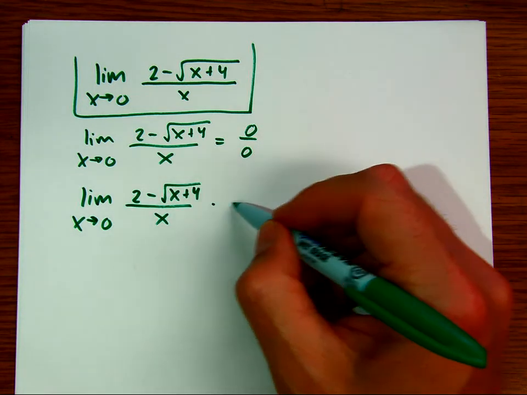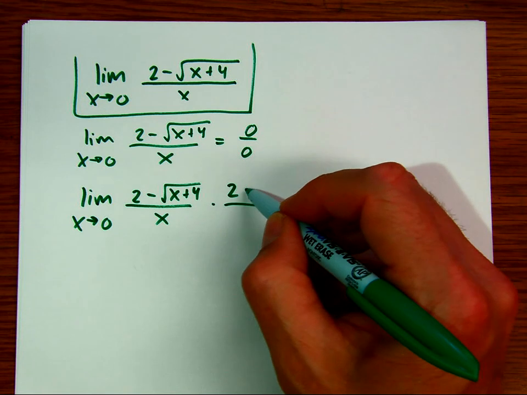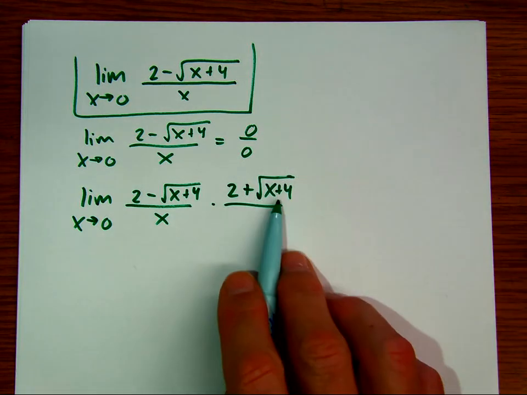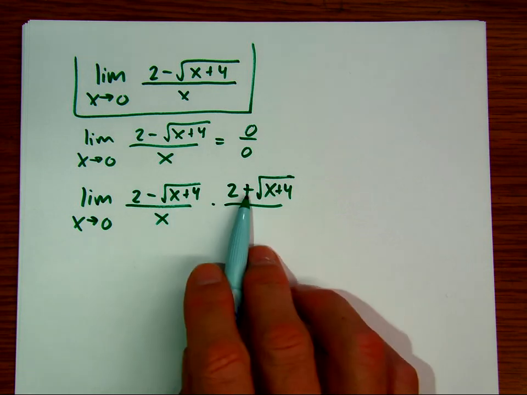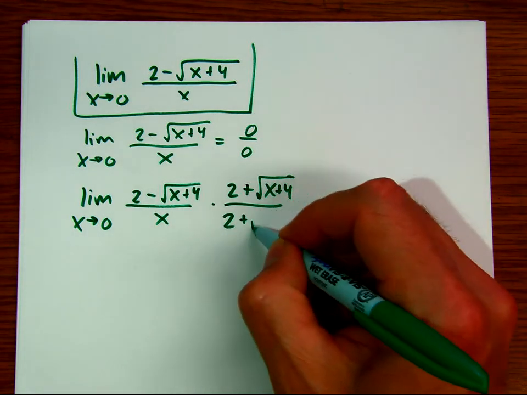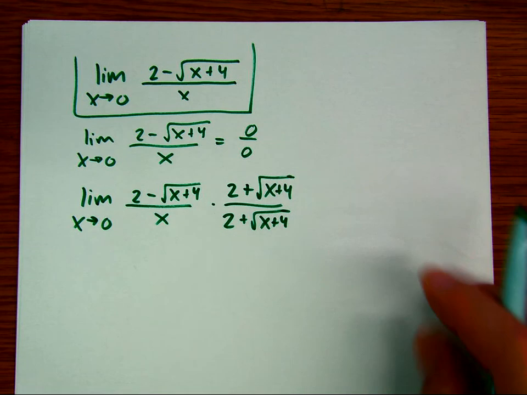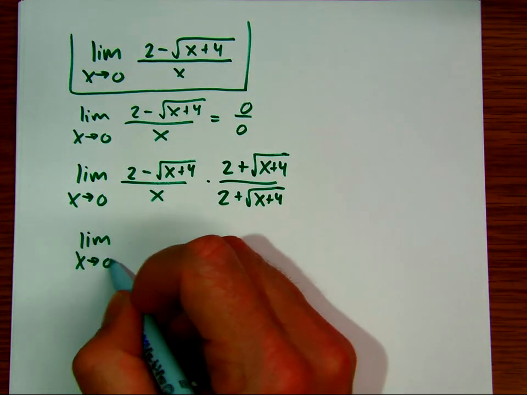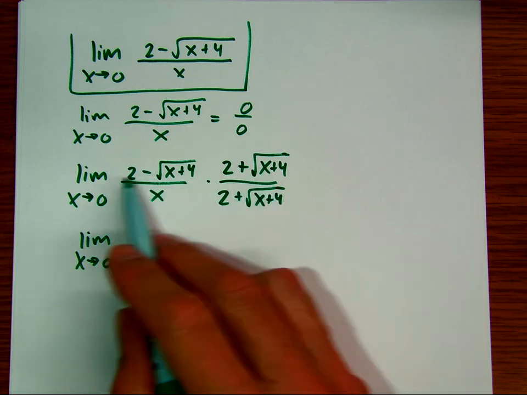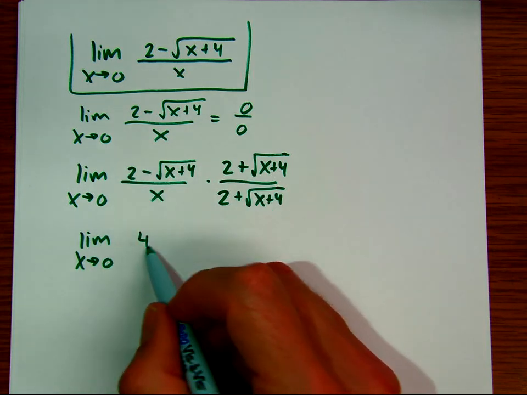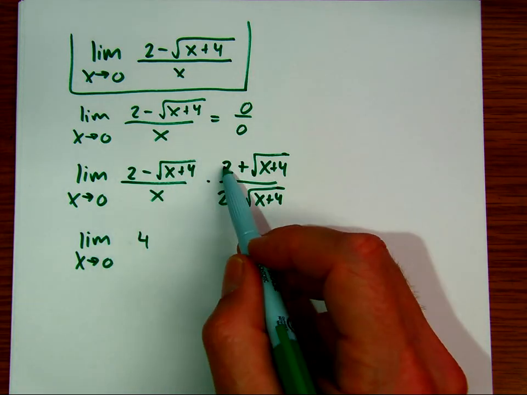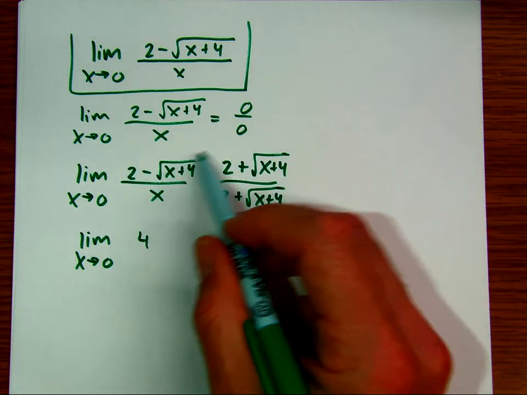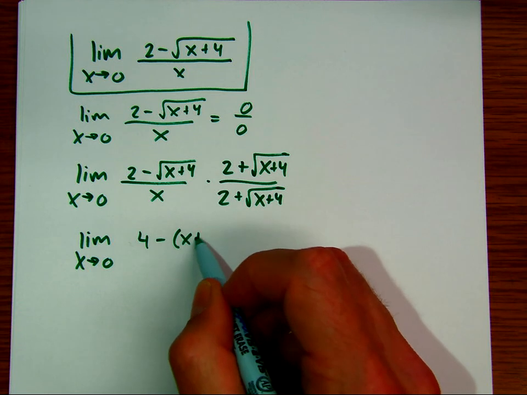We want to rationalize this radical, so we have to go 2 plus the square root of x plus 4. We don't change the operation inside the radical, it's just the operation outside. And multiplying the numerator, we get the 4. This is going to be a negative 2 radical. Positive 2 radical added, you get 0. And then we get this radical times radical is x plus 4.